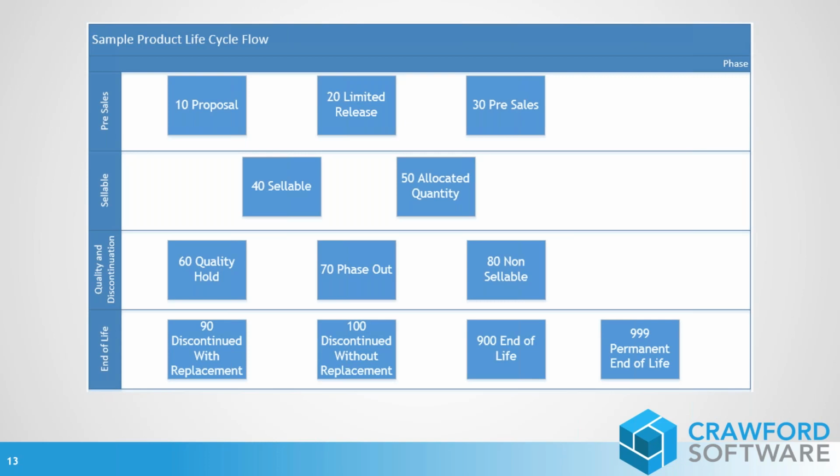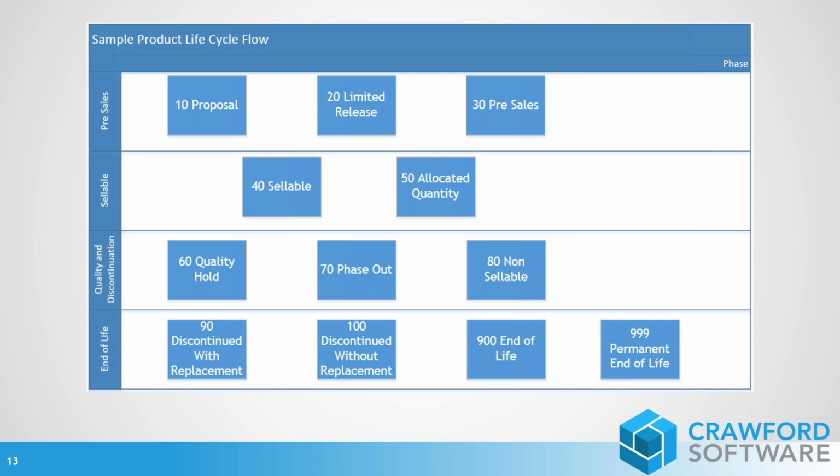Same idea and concept with a 900 end of life versus a 999 permanent end of life. We've had that type of situation working with customers where it might have been a legal reason or some other event that has caused it to become end of life. So 900 end of life and 999 permanent end of life are meant to be more visual cues.